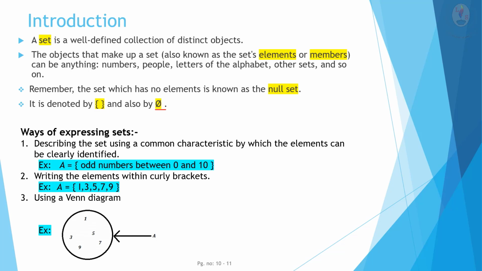If we think about an example of a null set, we can take even numbers between 0 and 1. Think about this example. Can we find any even numbers between 0 and 1? No, we can't. It means that set has no elements.